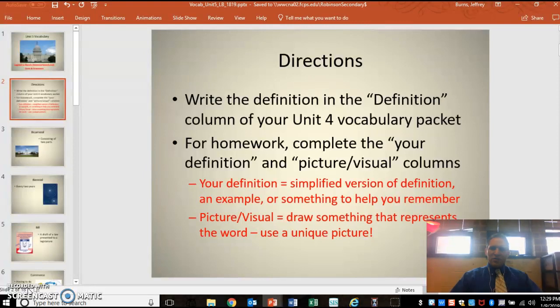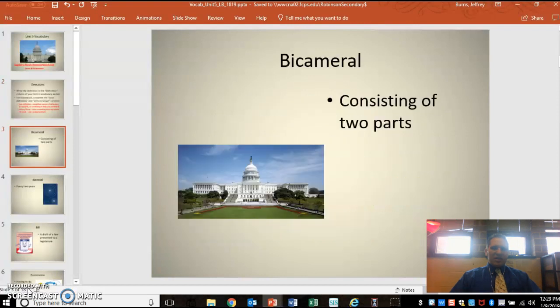All right, here we go on the first page. We're going to start with bicameral, bi meaning two, cameral meaning parts or houses. So we have a two-part bicameral legislature in both the national and state level of government. We have our Congress, made up of the House of Representatives and Senate, and we have our General Assembly, made up of the House of Delegates and Virginia Senate. And there's a picture of the Capitol building, which is where Congress presides.